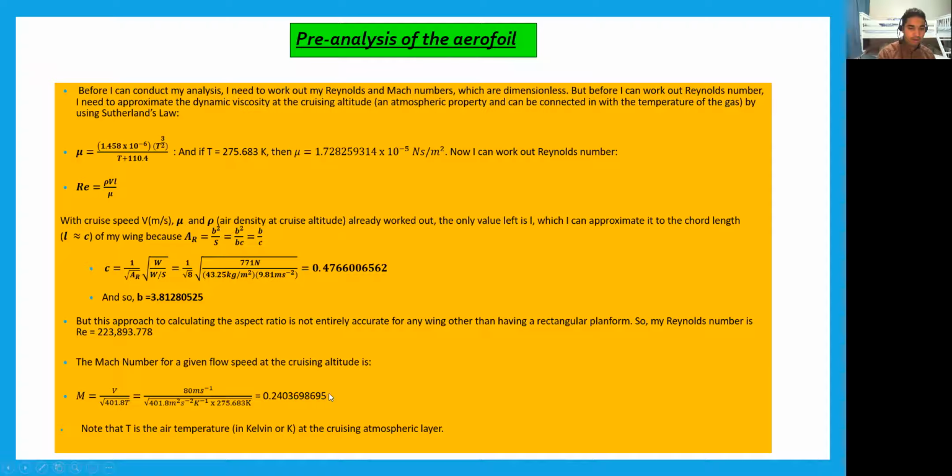The Mach number of my aircraft at cruising altitude is 0.24, but since this is less than 0.3, it's subsonic. That means I can ignore compressibility effects. So M can be 0.